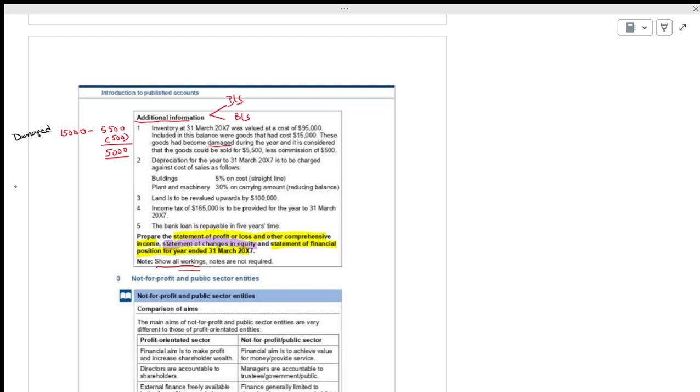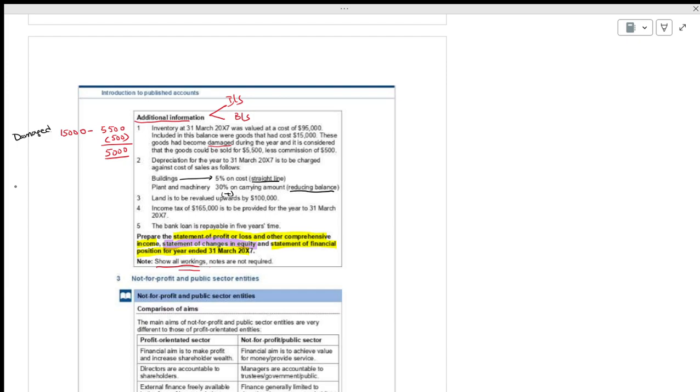Depreciation is clear. In the last question, in the example, they said it is straight line, but 99% of depreciation on buildings will be on straight line. Depreciation on machinery will be on the reducing balance. We have not done reducing balance, so in this case we will do reducing balance. Next, land is revalued upwards, meaning plus. The value of the land has been increased by 100,000. We will see it in two places.